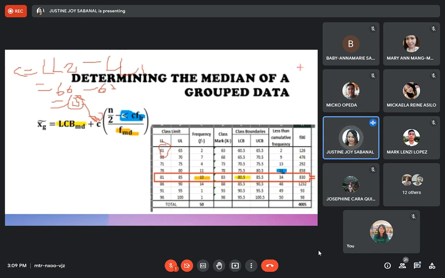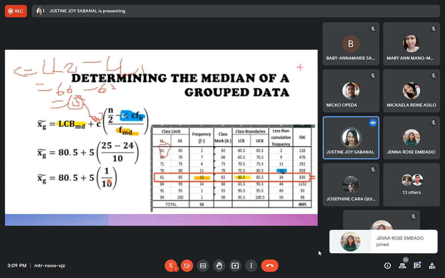So, since we are able to identify those values, substitution na lang po ito. So, we have 80.5 plus 5 times 25 minus 24 divided by 10. So, simplifying 25 minus 24 is 1 divided by 10 times 5 plus 80.5.